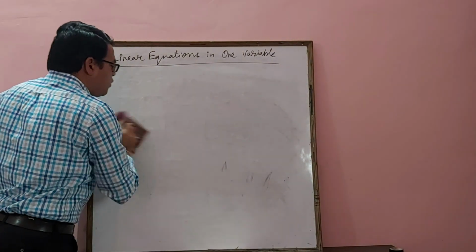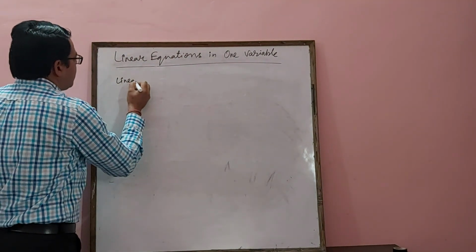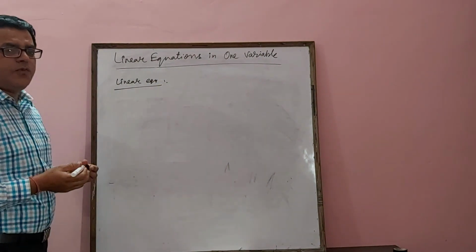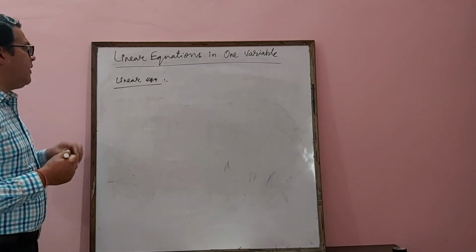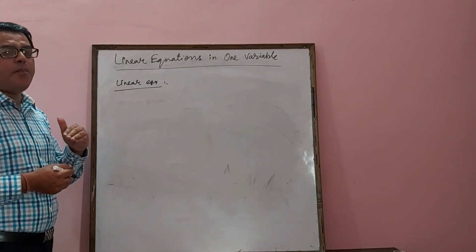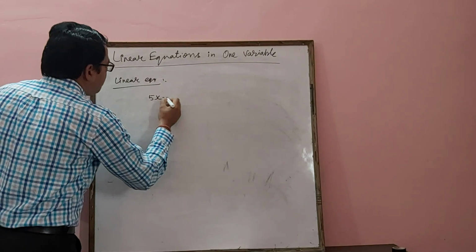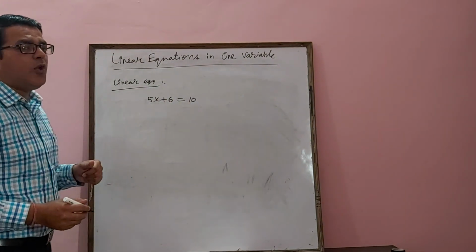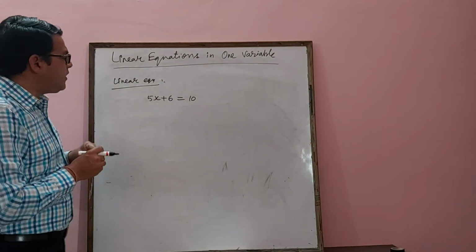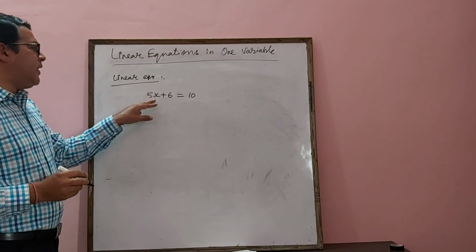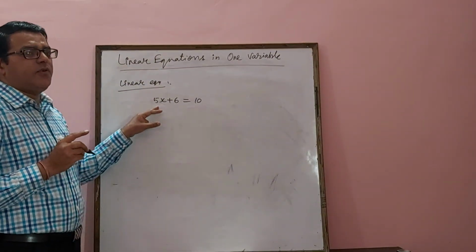Now, what does linear equation mean? Take your time, please, just think. Linear equation means that if the maximum power of the variable in the equation is 1, such a kind of equation is called a linear equation. For example, 5x + 6 = 10. This is an example of a linear equation. This x is an unknown variable, and what is the power of this variable? It is 1. If no power is written, then by default it is 1. The maximum power of this variable is 1, that's why this is an example of a linear equation.